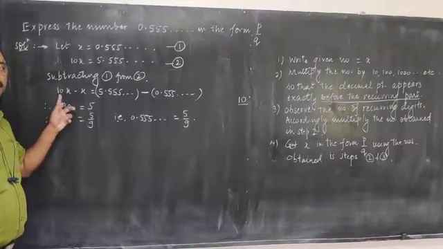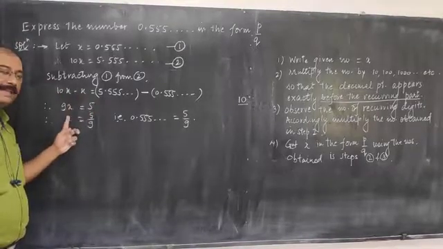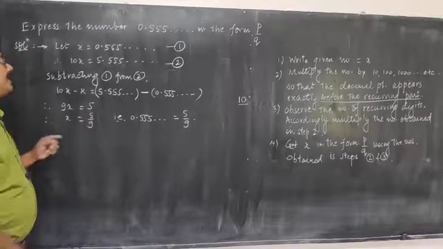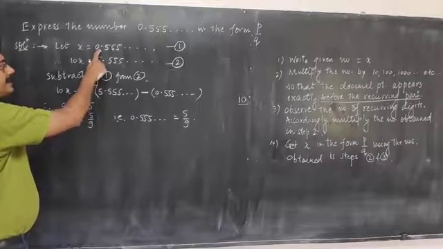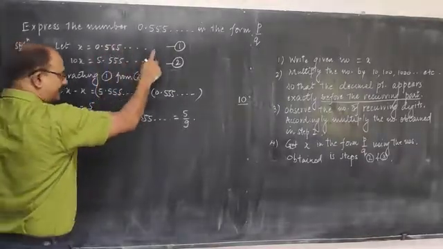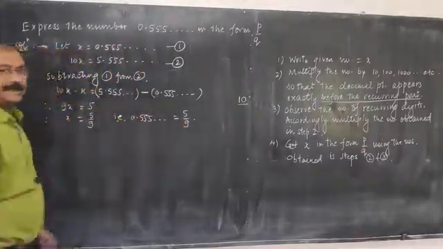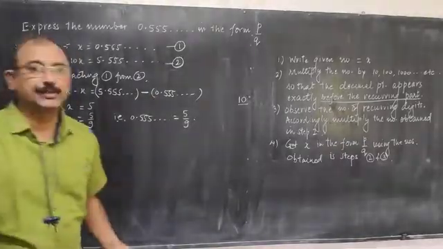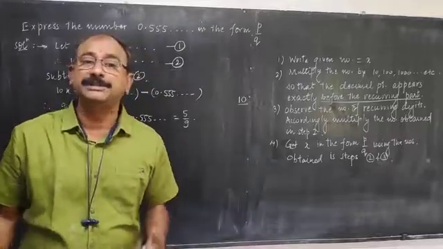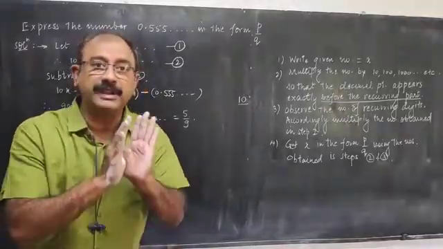On the left hand side, 10x minus x will give you 9x. So 9x is equal to 5, so x will be 5 by 9. That means this number is actually equal to 5 by 9. That is what I have written: 0.55555 recurring is equal to 5 by 9. Let me explain three more examples to make the process very transparent.